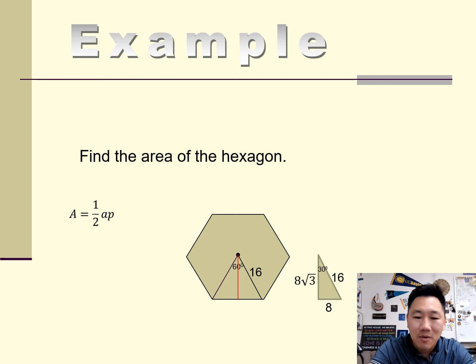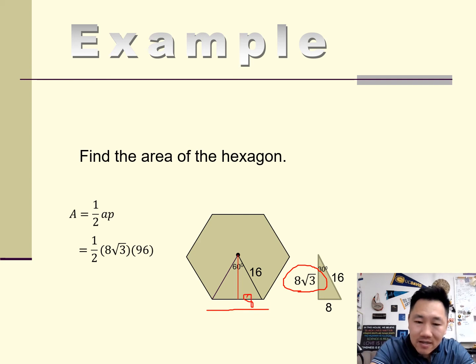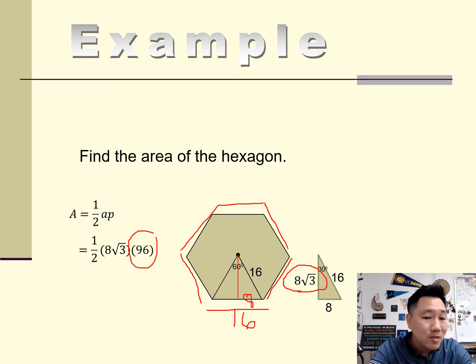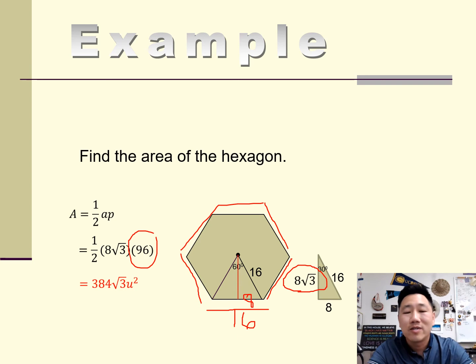So here's the formula. 1/2 apothem times perimeter. There it is. The apothem was the 8 square root of 3, and the perimeter is just this whole thing. We found out that half of it was 8, so the whole side is 16, but then there's 6 of them all the way around. That's why I did 16 times 6 to get the 96. And so multiplying that all together, we have 384 radical 3 units squared. All right, so it's the same thing we did. It's just now there's a nice little condensed formula to use.